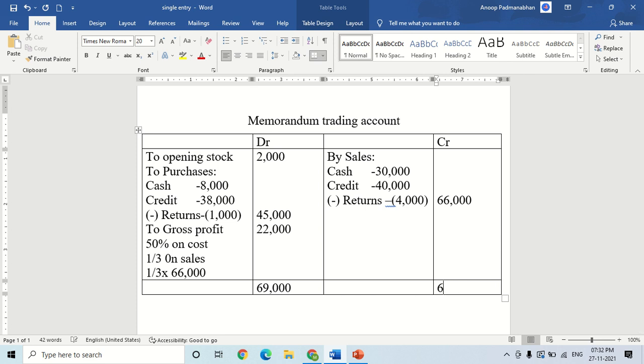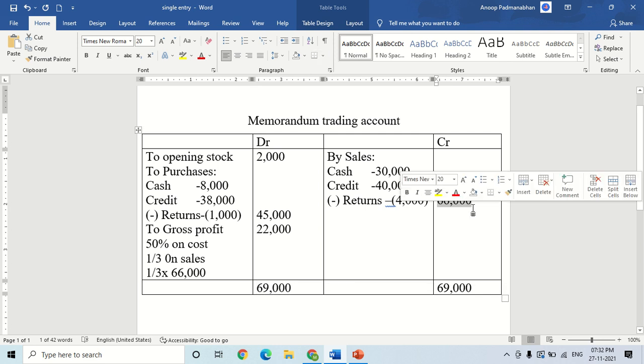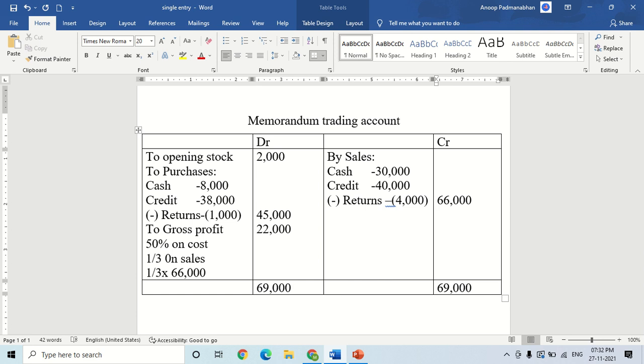So I will put that total value on the other side also. The debit side amount is not matching with the credit side. On the credit side I have only 66,000, so I will get a balancing figure of 3,000 on my credit side. So what is this 3,000 called? What is missing on my credit side? My closing stock is missing, so I can write it as my closing stock. This is the balancing figure. This is how you find the closing stock value from incomplete data. In the same manner, you can even find out the opening stock.